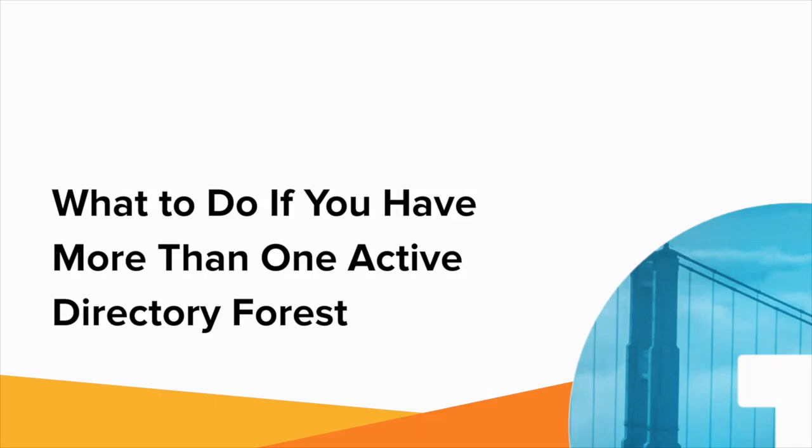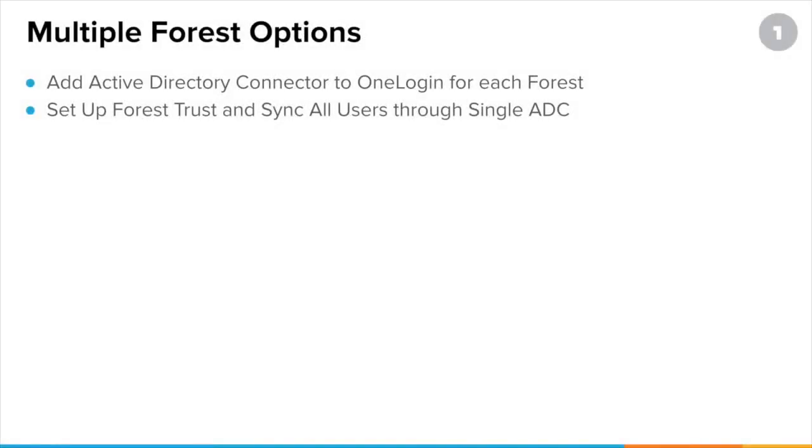Some of you might be wondering what to do if you have more than one Active Directory forest. Well, there are basically two options. You can add an Active Directory connector to your OneLogin account for each forest, or you can set up a forest trust between the forest you already have connected via the Active Directory connector in OneLogin and whatever other forest or forests that you have out there, and then sync all your users through the single Active Directory connector you initially created. This would also mean that you need to give that Active Directory connector service account manage user type permissions within the other forests.